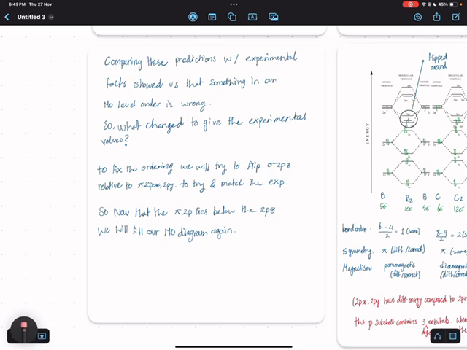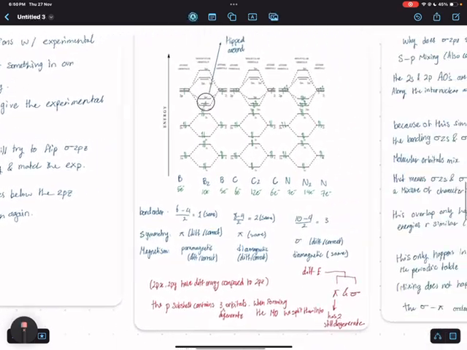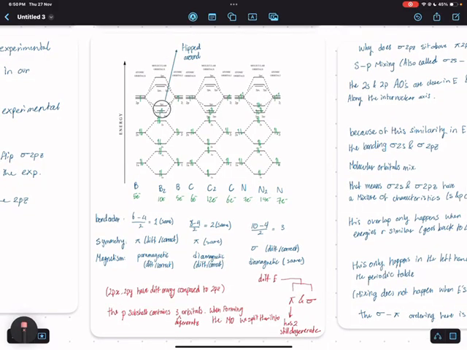To fix the ordering, we're going to try and flip the position of the sigma 2pz relative to pi 2px and pi 2py, so that the pi orbitals lie below the sigma orbital. Once we do that, we can fill the MO diagrams again. Here we have the diagrams filled. I just want to highlight that we have flipped the 2px 2py relative to the 2pz. So after the flip, our predictions for bond order, homosymmetry, and magnetism will all match the experimental values. So this quote-unquote fix actually works.